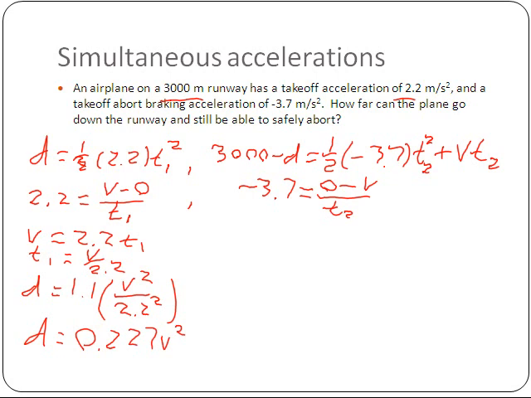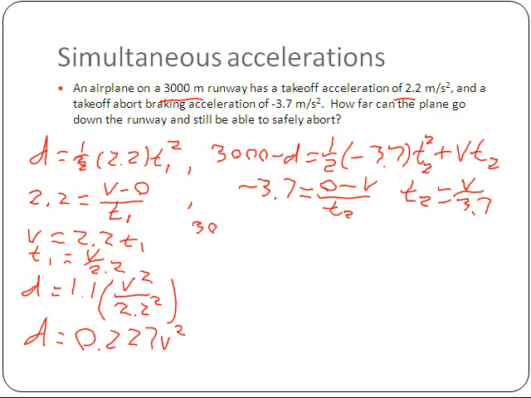Now let's look on the other side. On the other side, we can do a similar thing: we can rearrange this, negative 3.7 equals negative v over t2, and solve for t2. That would give us that t2 is equal to v over 3.7. So move the t2 up and then divide the 3.7 down, so t2 equals v over 3.7. The negatives cancel. Now we can plug that into the one up top.